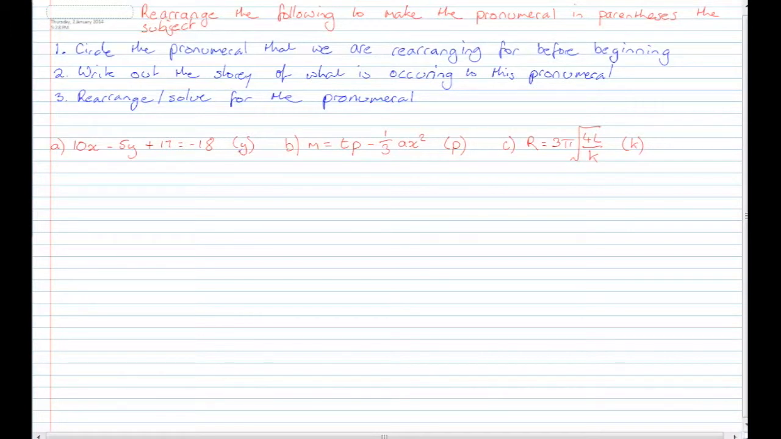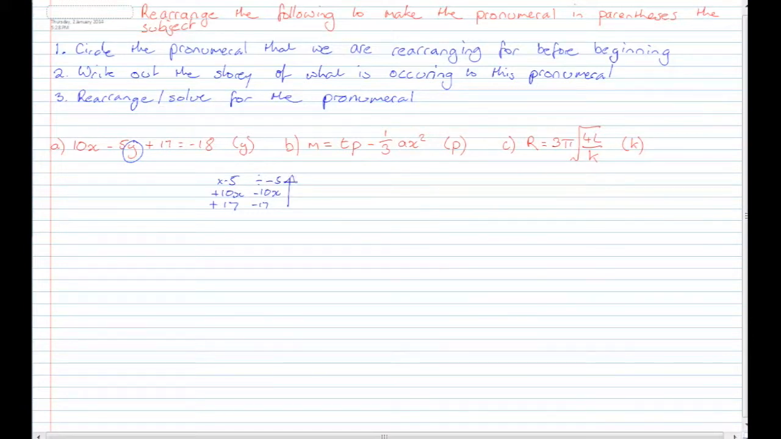Okay, so for the first one, we're looking for y. So we want to make y the subject, so let's circle it, and let's write out the story of what's actually happening to y. So first of all, following BODMAS, there's no brackets around the y, there's no powers of, there's no division, but there is a multiplication. So you've got it saying times by -5. There's also adding 10x and adding 17. So it's saying plus 10x and plus 17. And there's no subtractions. So what we're going to do now is write out the opposite, so minus 17, minus 10x, and divide by -5.